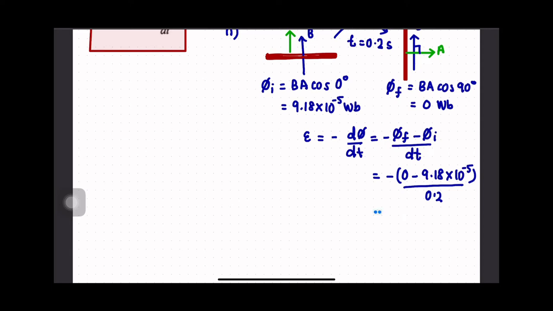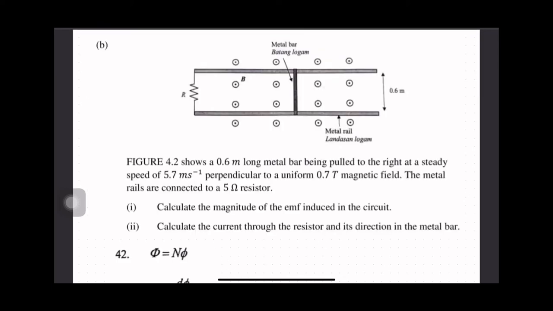4. So, jawapan dia adalah negatif. Negatif-negatif hilang. So, jadilah kos 4.59 kali 10 negatif 4 volt. Okay. Sorry eh. Biasalah, kena tekan calculator kan. Alright. So, macam tu je. Simple tak? Simple je. Okay, question B.